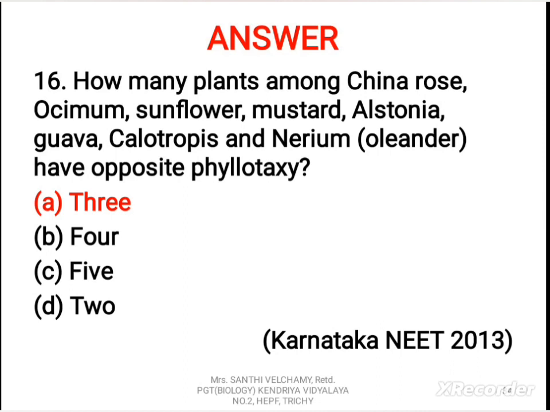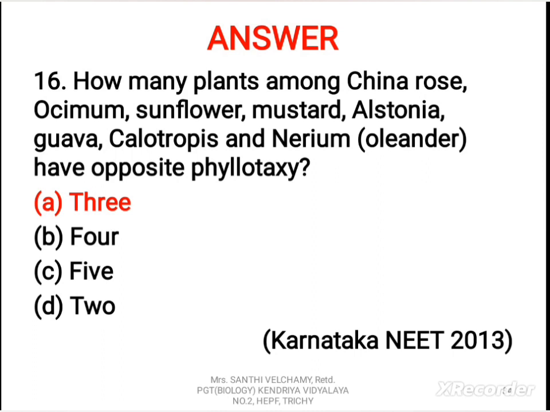In opposite phyllotaxy, 2 leaves are borne on the opposite sides of a single node. So here 2 types are there. One is opposite superposed, another one is opposite and decussate. In ocimum, guava and calotropis, they have opposite decussate phyllotaxy.